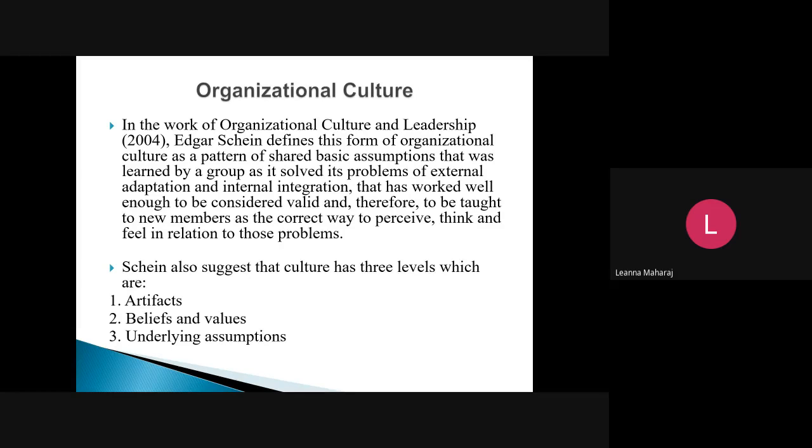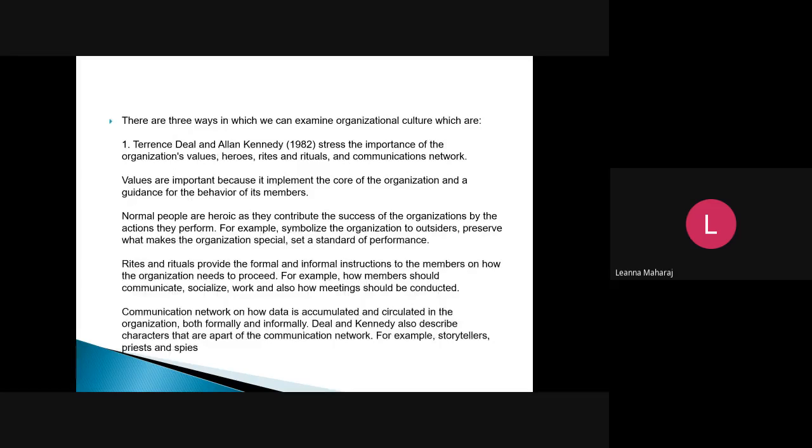We move on to organizational networks. If there are any questions along the way, feel free to ask. There are three ways that we can examine organizational culture. The first way, Terrence Deal and Allan Kennedy, talked about the importance of an organization's values, heroes, rites and rituals, and communication network. Values are important because they represent the core of the organization and guide the behavior of its members.